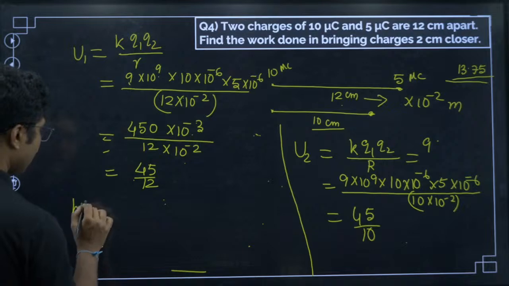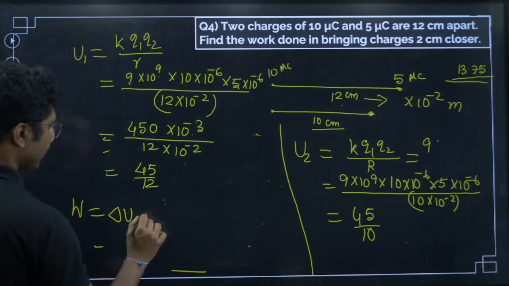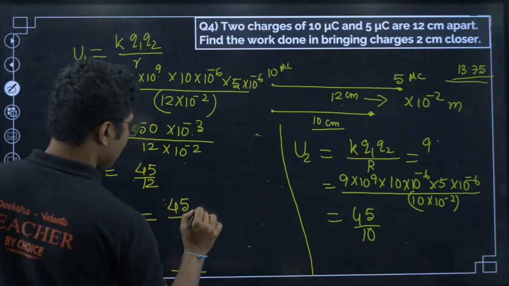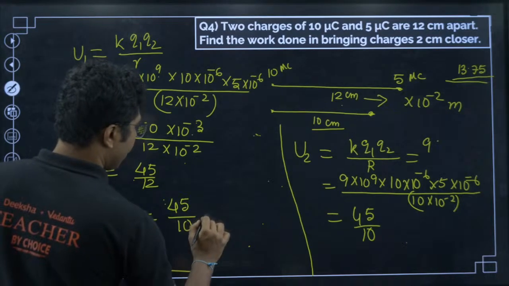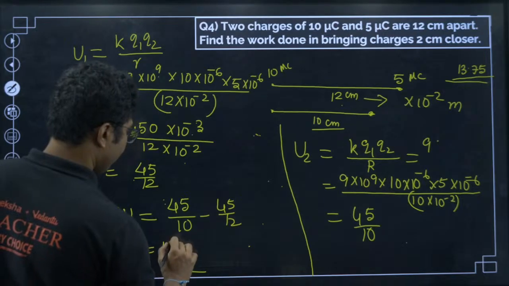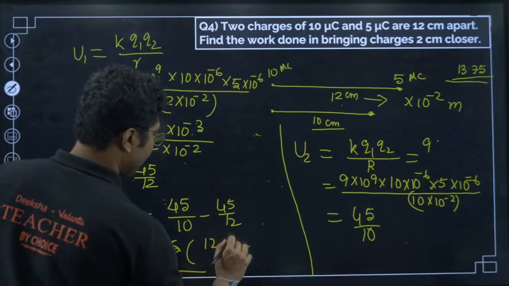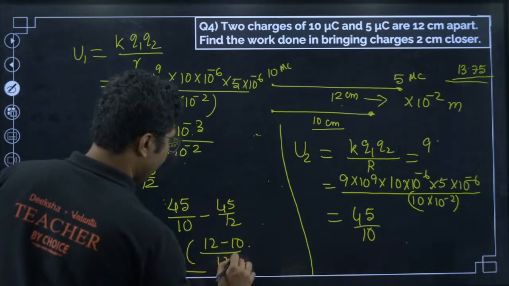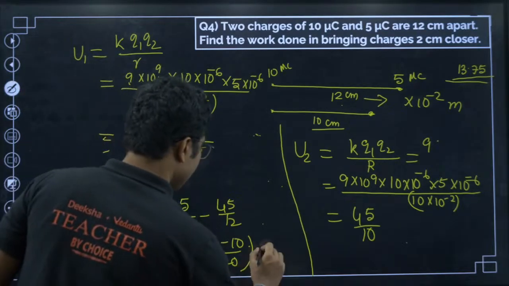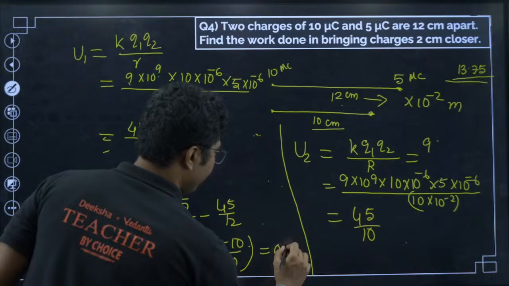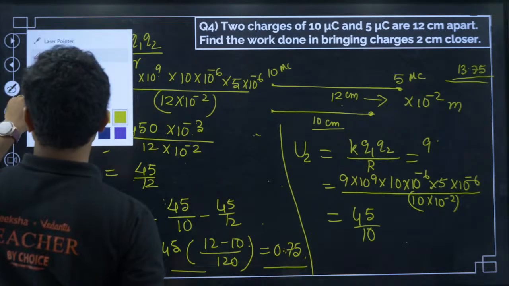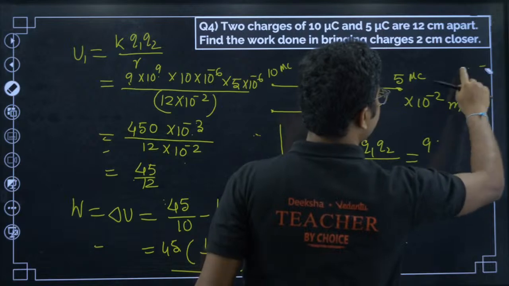So work done will be the difference in potential energy, that is 45 by 10 minus 45 by 12. So it will be 45 into 12 minus 10 by 120, and I hope if you simplify this, you will get this as 0.75. Yes. So 13.75 is not correct.